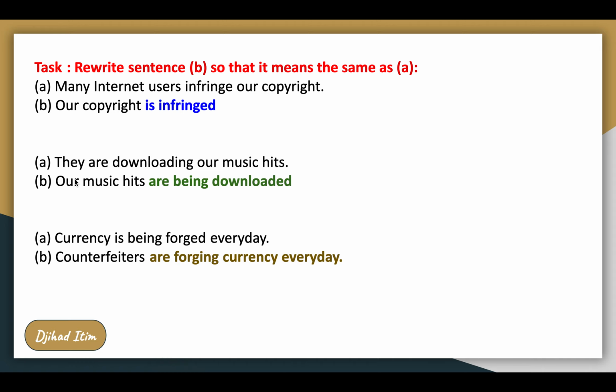Like the second sentence, they are downloading is in the active voice. In the passive voice, we said are being downloaded. Here we have the sentence in the passive voice, is being forged, so we write it in the active voice and we say are forging. Here are downloading in the second sentence, and here it turns to be are forging currency every day because we write it in the active voice.